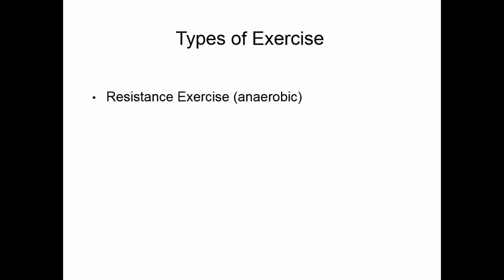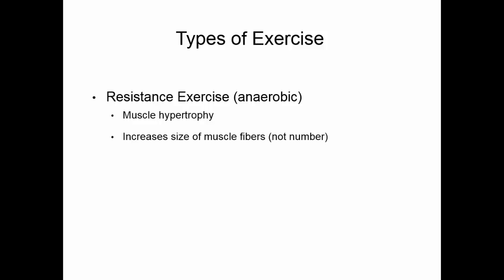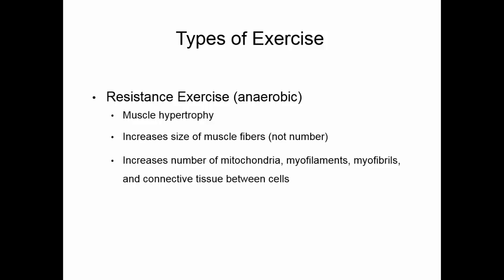Resistance exercise is anaerobic exercise. Here muscles hypertrophy. The size of the muscle fibers increase, not the number of muscle fibers. Here we will see increases in the number of mitochondria, myofilaments, myofibrils, and connective tissue between the cells. This resistance kind of exercise puts a lot of stress on the muscles, and so we strengthen the muscles with connective tissue. These muscles will begin to store more glycogen. We see this with weightlifting and with various kinds of isometric exercises. It's usually best to use a balanced exercise program.